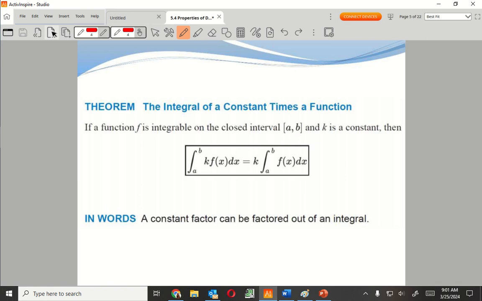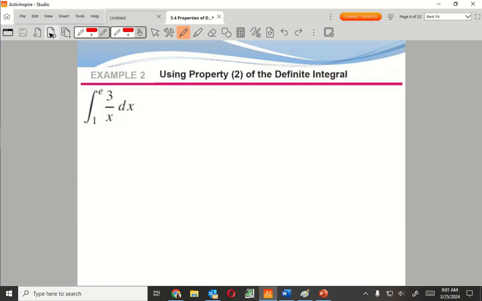Integral of a constant times a function. We could actually factor a constant out to make my integration easier. So if there is a common factor in it, I'm going to pull it out to the front, and that's what this says. Is there a constant that I could factor out? What is it? Yeah, let's factor out a 3. So if I factor out a 3, then integration from 1 to e.